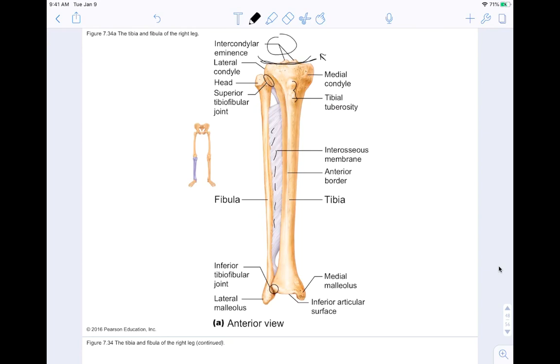So remember that the tibia is sitting directly underneath the femur, and it's going to be the weight-bearing bone. And then you have your fibula, which is a non-weight-bearing bone. That's going to be the smaller and skinnier one that's off to the side.